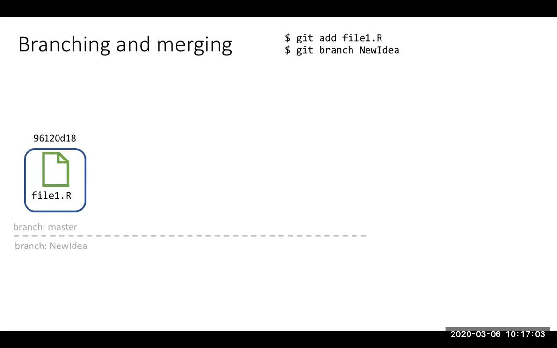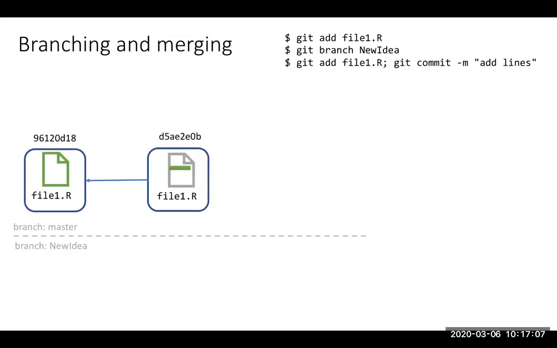Now, the important thing to remember about the branch command is it doesn't change anything in the working copy, and we're still working on master. So if we add a new file and then commit it, or if we change some lines in file one and commit it, we're still in the master branch. To start working on our new idea, we need to run a different command called checkout. So now we've switched to the new idea branch.